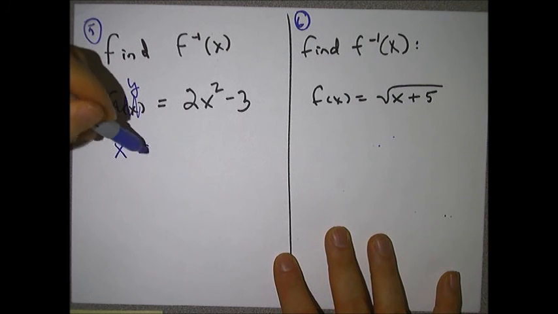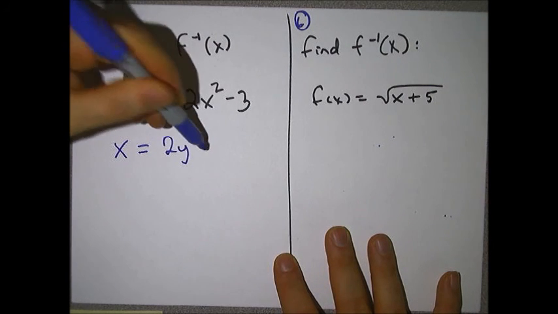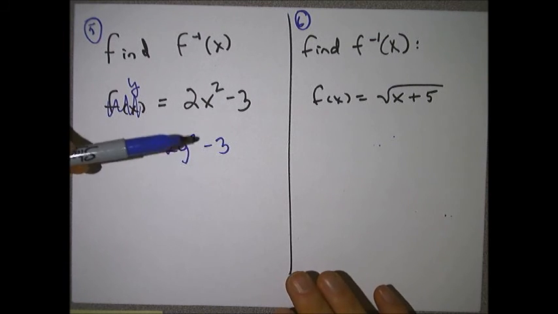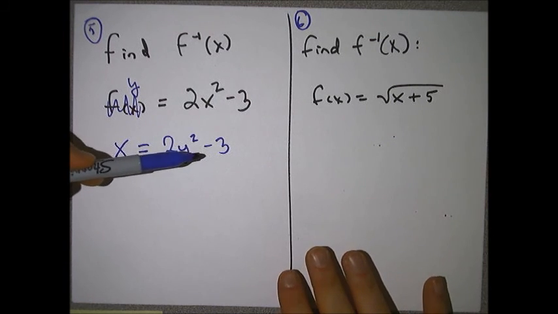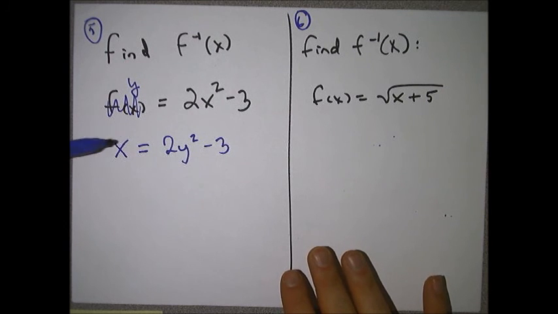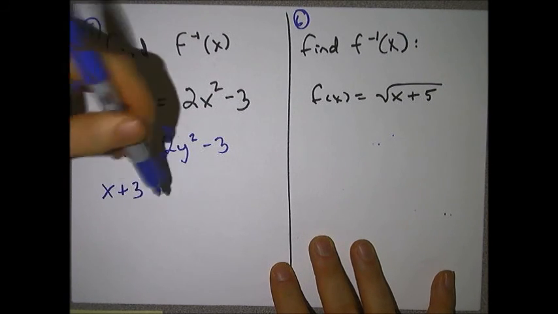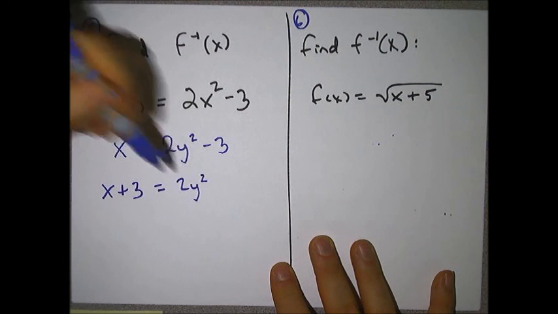So x is equal to 2y squared minus 3. After you switch x and y, you want to solve for your new letter y. So to do that, I want to get y by itself. So I'm going to undo everything that's around it. First one is minus 3. So to undo that, I'm going to bring it over. And to do that, I add it. So now I have x plus 3 is equal to 2y squared.